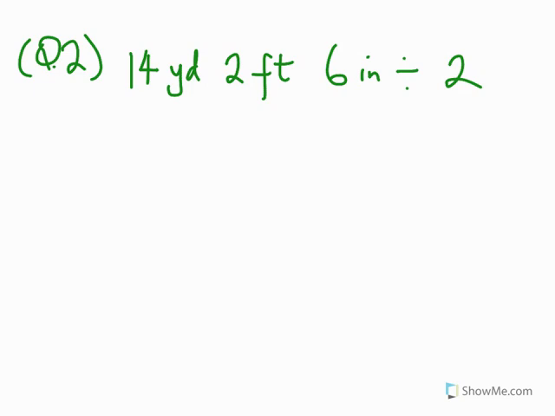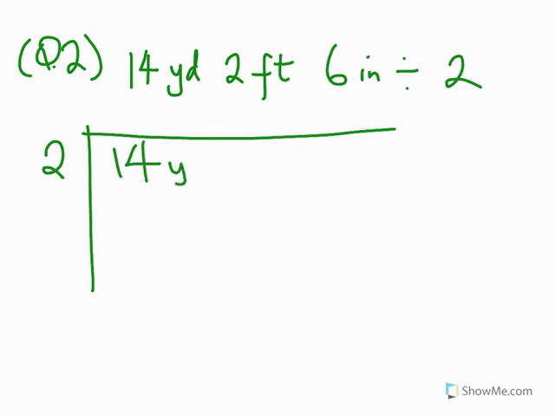Question 2. 14 yards 2 feet 6 inches divided by 2. So we set up our division process as usual. 14 yards 2 feet 6 inches. So the first step is to divide. 2 divide 14, or you say 14 divided by 2. Now look at the syntax. We want to always use the correct syntax. 2 divide 14, or you say 14 divided by 2.